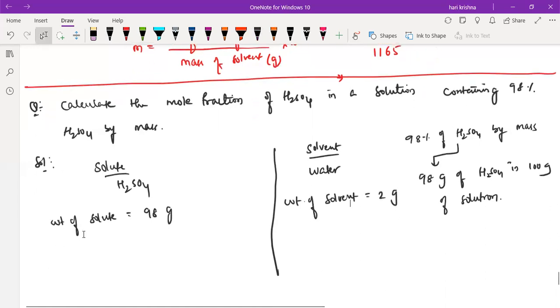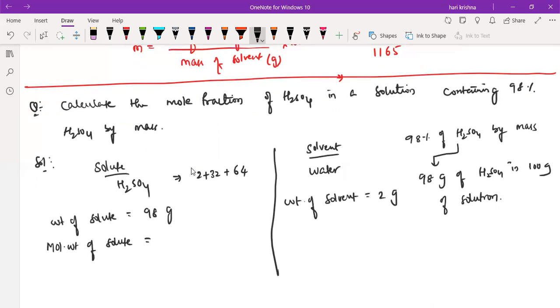Now, molecular weight of solute. H2SO4: 2 plus 32 plus 64, approximately equal to 98. Now Na equal to given mass by molecular mass, which is equal to 98 by 98 is equal to 1. Okay, so Na is 1.